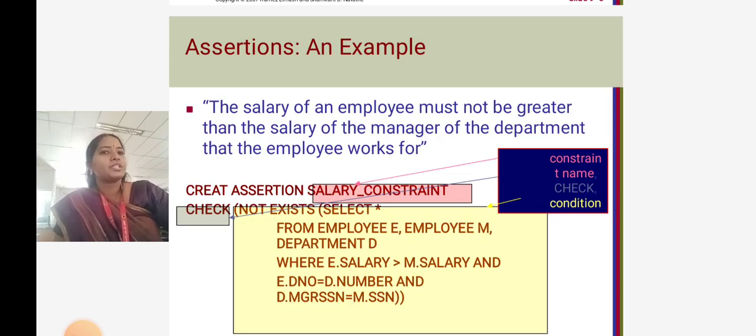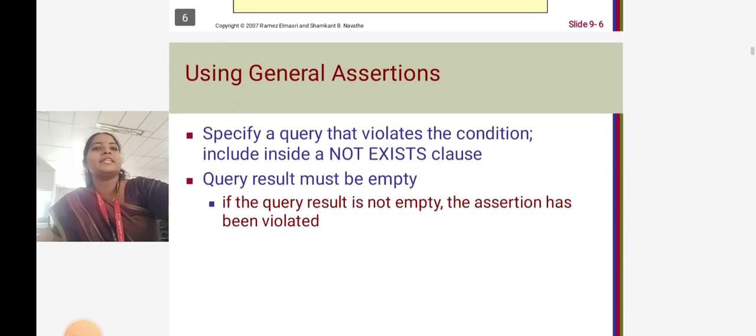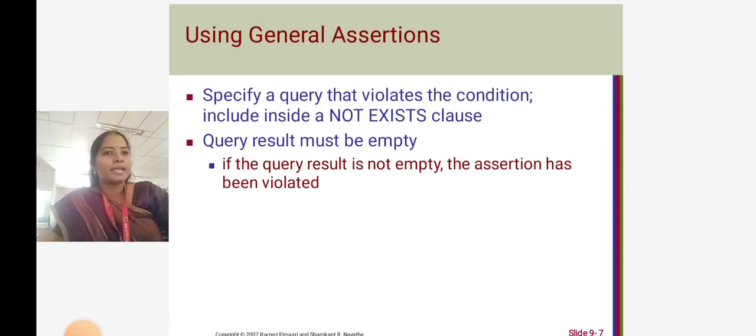So: CREATE ASSERTION SALARY_CONSTRAINT CHECK (NOT EXISTS (SELECT * FROM EMPLOYEE E, EMPLOYEE M, DEPARTMENT D WHERE E.Salary > M.Salary AND E.Dno = D.Dnumber AND D.Mgr_ssn = M.Ssn)). We have given the variables E and M. Using a general assertion, it specifies a query that violates the condition, which is included inside a NOT EXISTS clause.